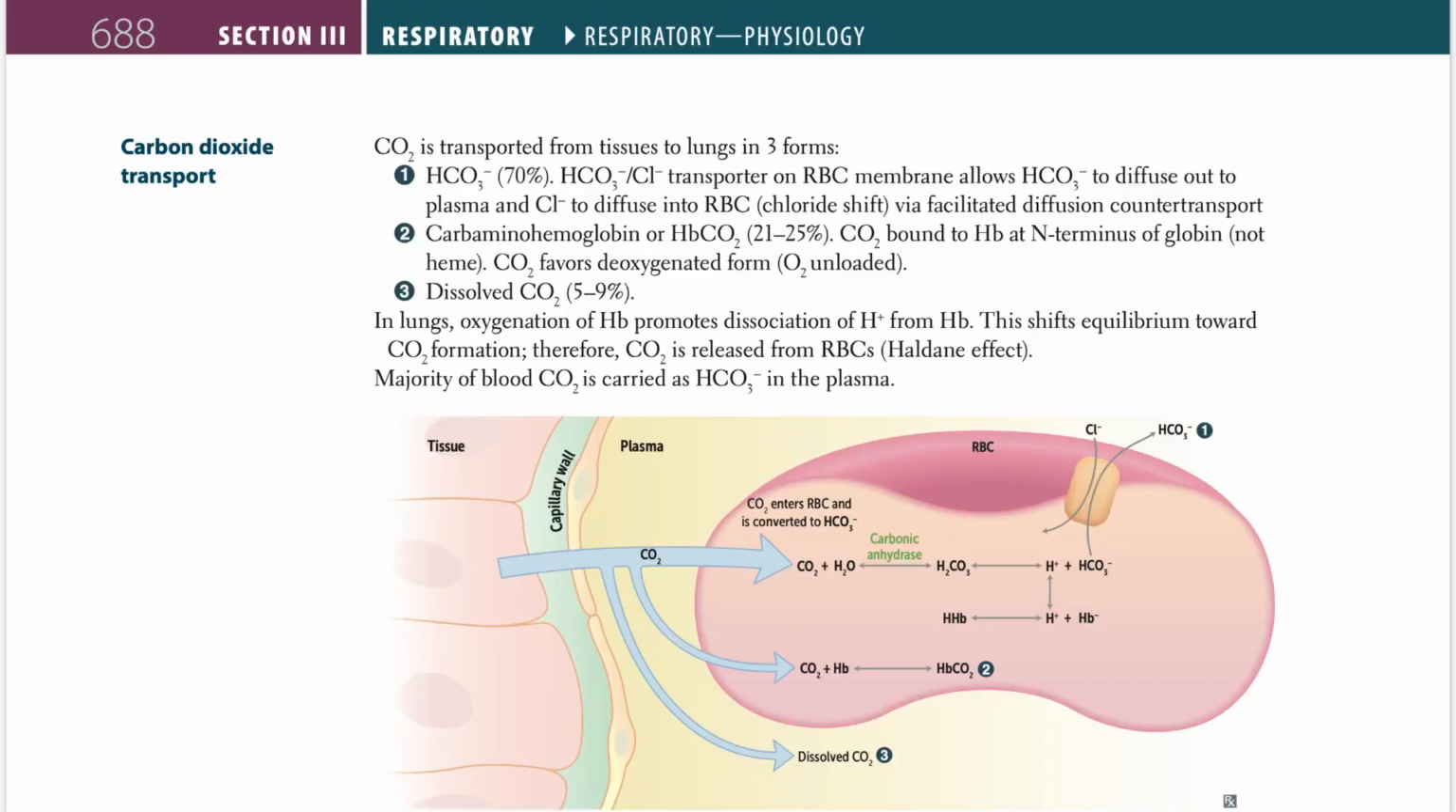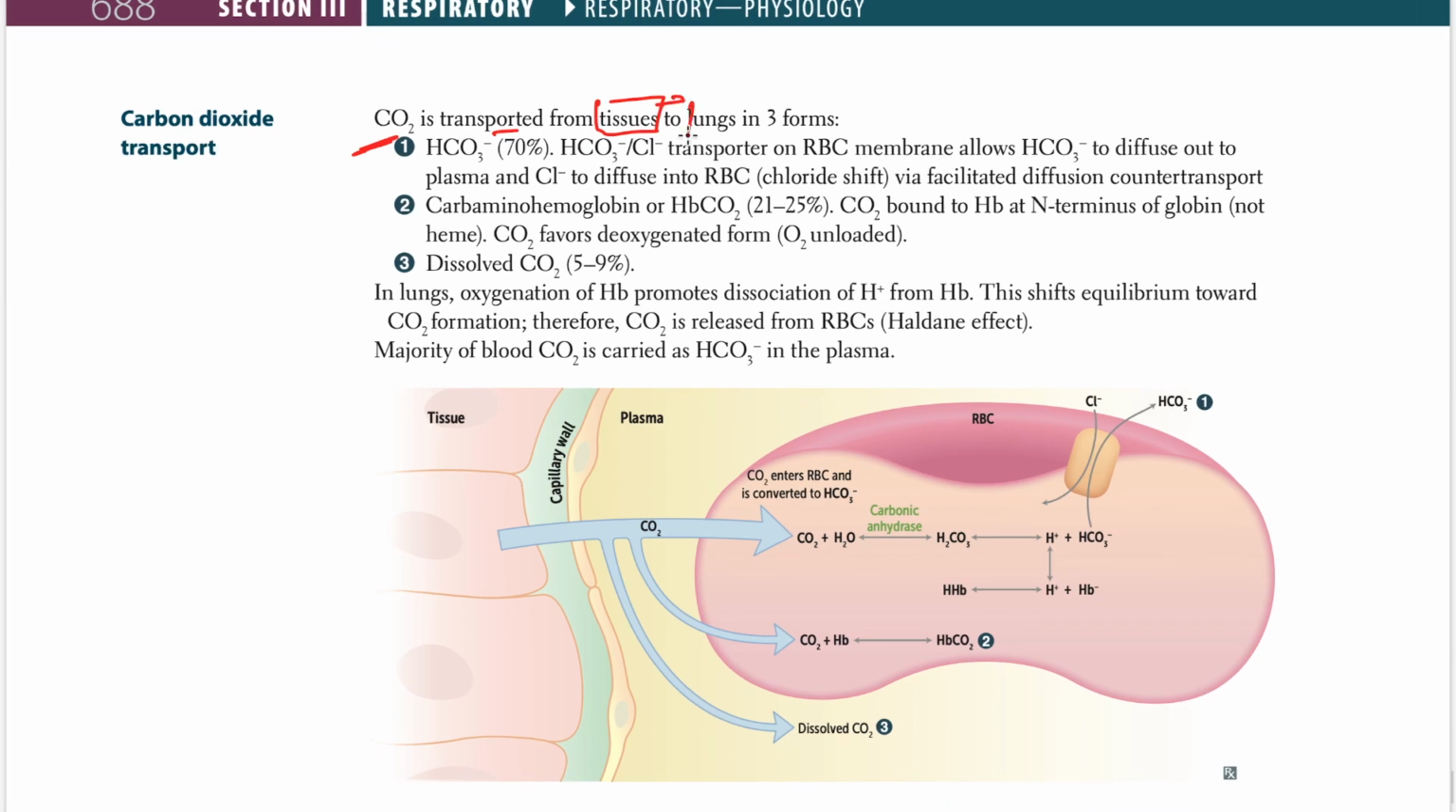All right, let's talk about carbon dioxide transport. So, carbon dioxide transport. Carbon dioxide is transported from tissues to lungs. Simple. In three forms. The first form it is transported in is bicarb, which is about 70%.